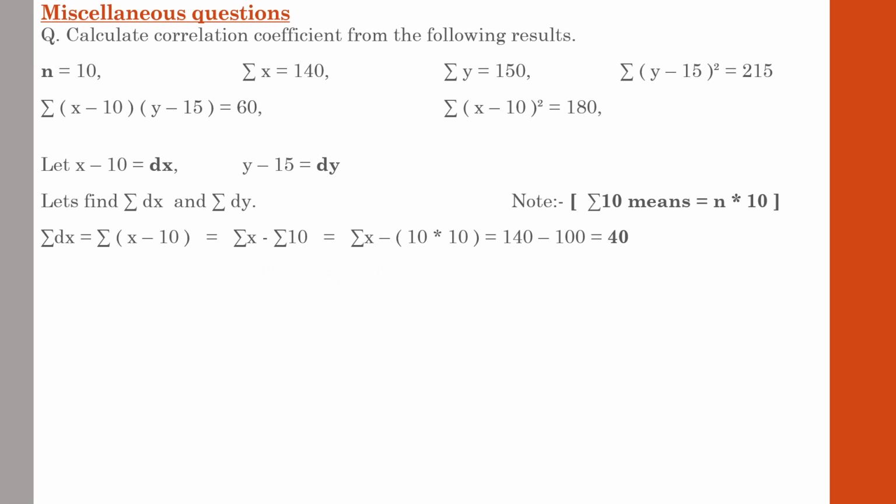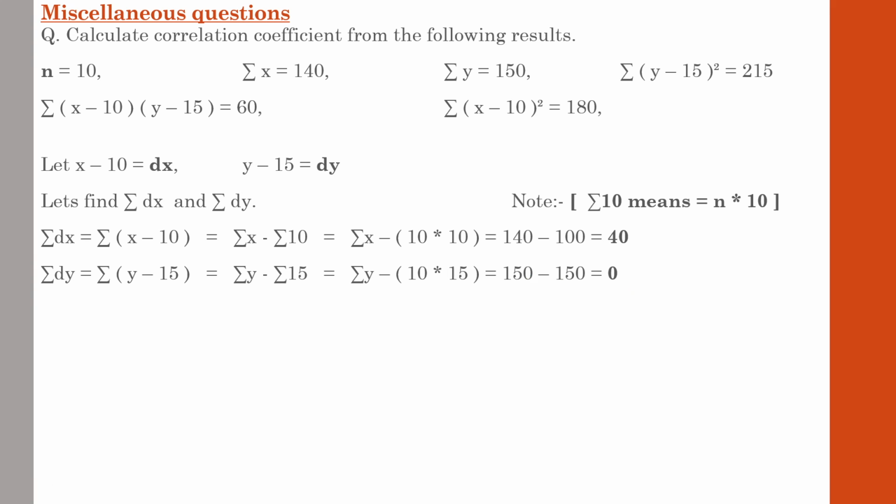Likewise, you need to find sigma dy. Same case: we already assumed that dy is y minus 15. So sigma dy means sigma of y minus 15. Just open the bracket: sigma y minus sigma 15. Sigma y is already given, 150. See, 150 minus sigma 15, which means n into 15, 10 into 15, will be 150. So here it is 0, because 150 minus 150 is 0.